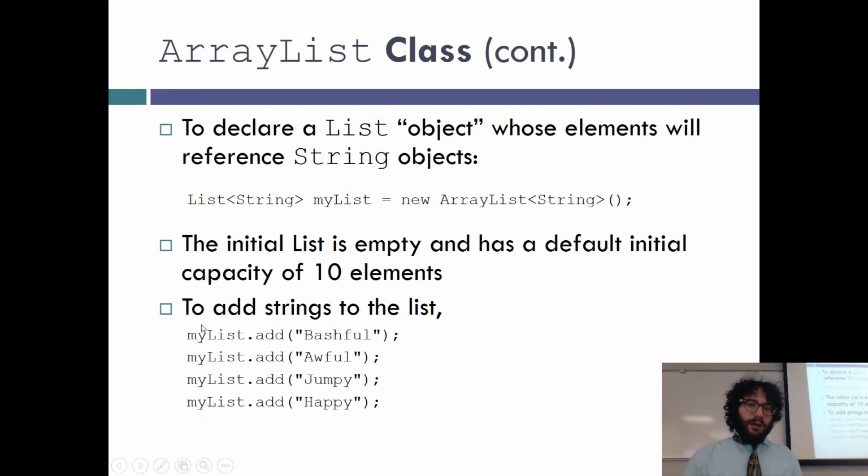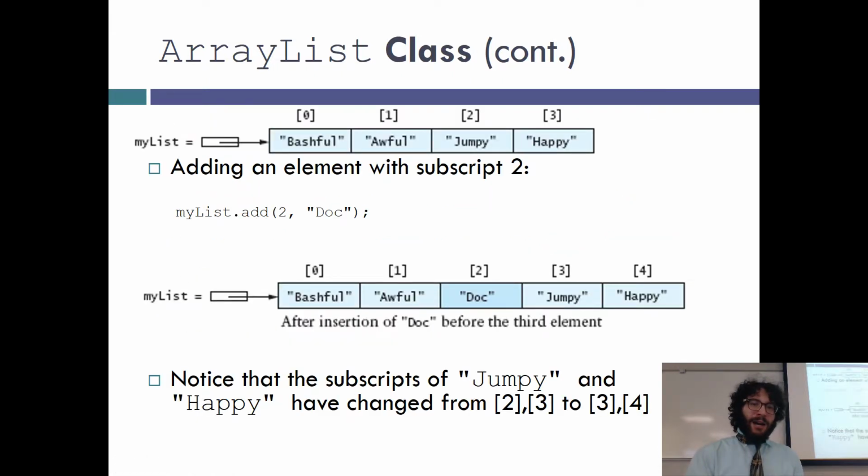So to add strings to the list, we would say add bashful, add awful, add jumpy, add happy, or it can be adding dwarfs if you don't get the reference. Doing that, my list will look like this: bashful at index 0, awful at index 1, jumpy at index 2, happy at index 3.